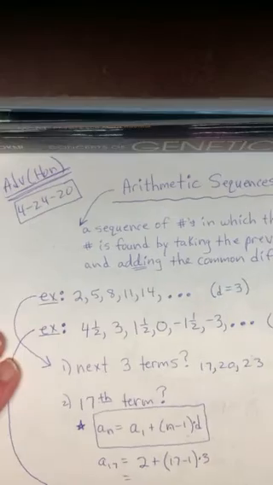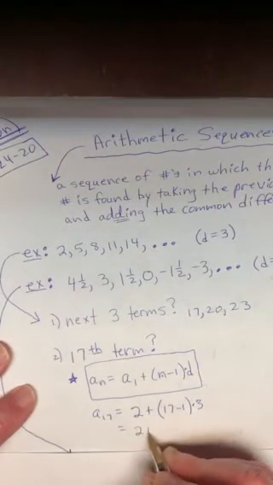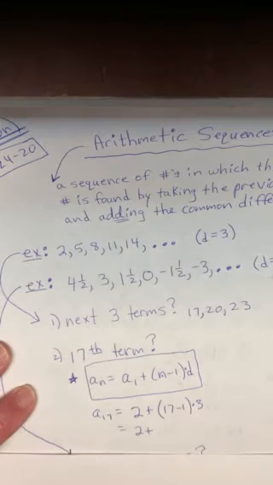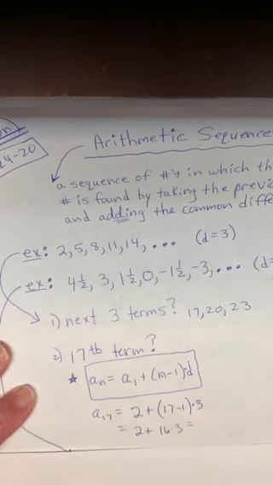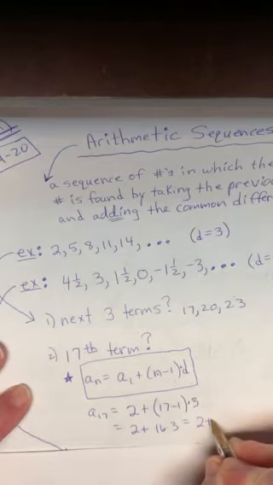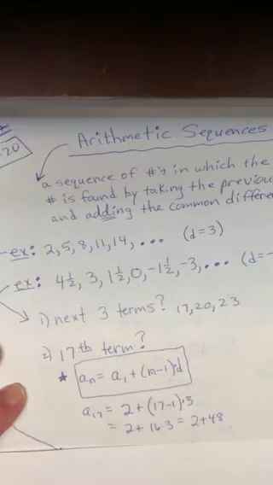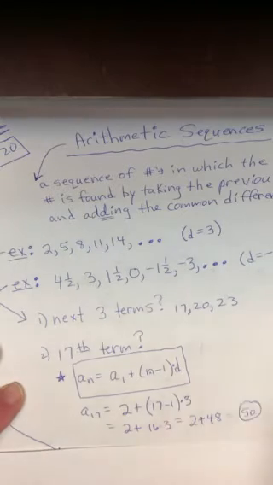Obviously, if I went another step here, that would really be 2 plus, let's do what's in parentheses first. That'd be 16 times 3. Remember, order of operations, always multiply and divide before you ever add. So it's 2 plus 48 for a total of 50. And I found my 17th term without having to write them all out.